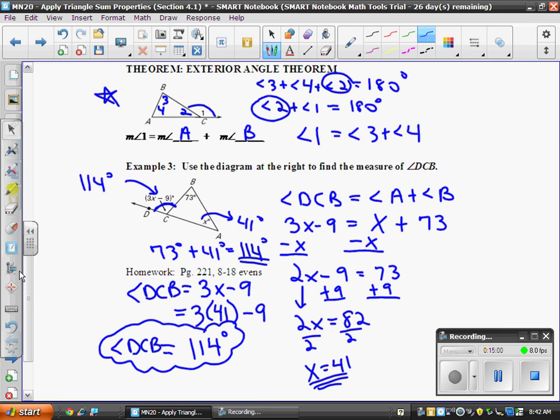So really today is all about classifying triangles by their sides and their angles, and then from there, looking at the exterior angle theorem.